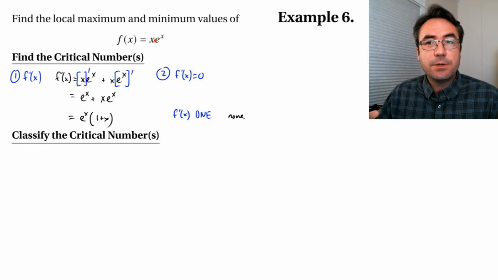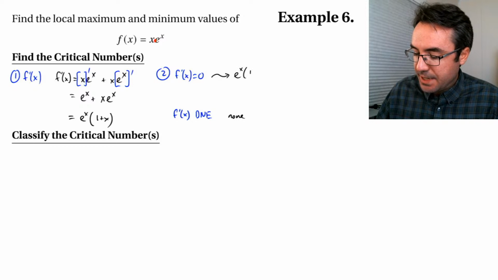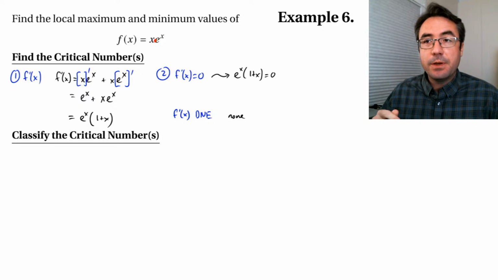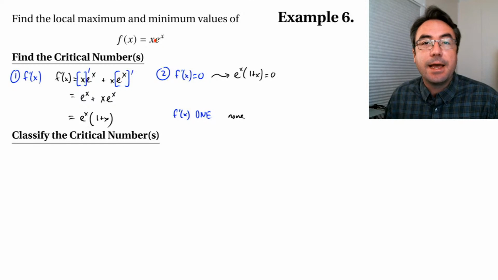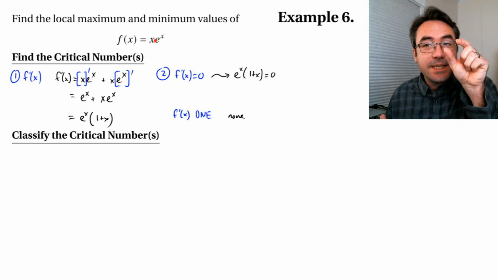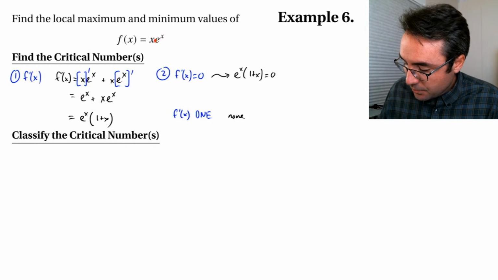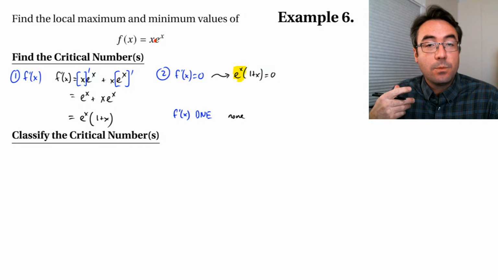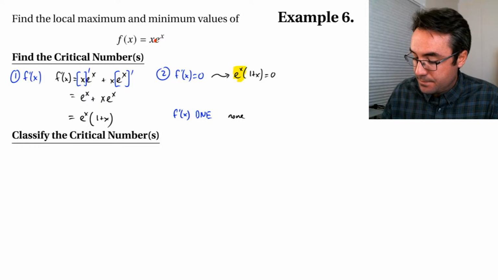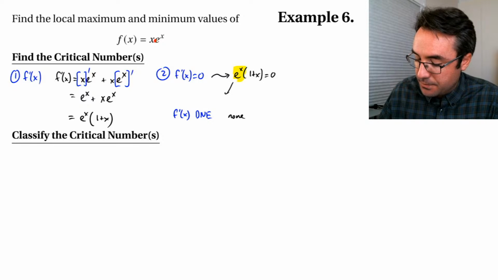But what about where f prime is equal to 0? Well, we take our derivative and we set it equal to 0, and we already have it factored. So that's one of our usual techniques on how to solve an equation, is to see if you can factor it. And once it's factored, you can set each of those individual factors equal to 0. And so if we look at this, the e to the x factor here, well, e to the x is never 0. That's the one nice thing about exponential functions, is they're never equal to 0.